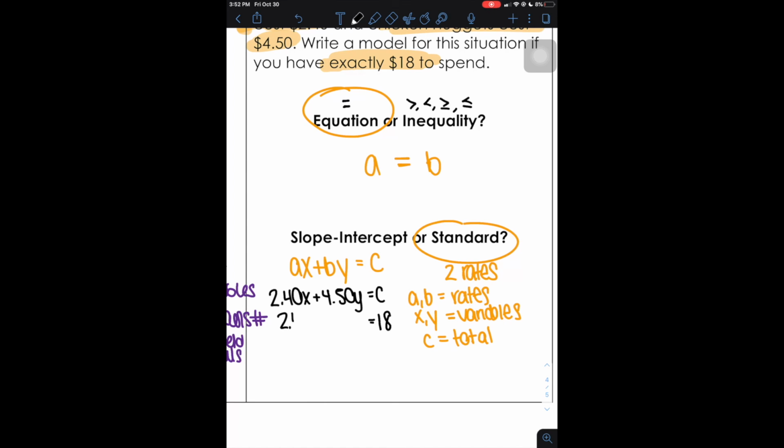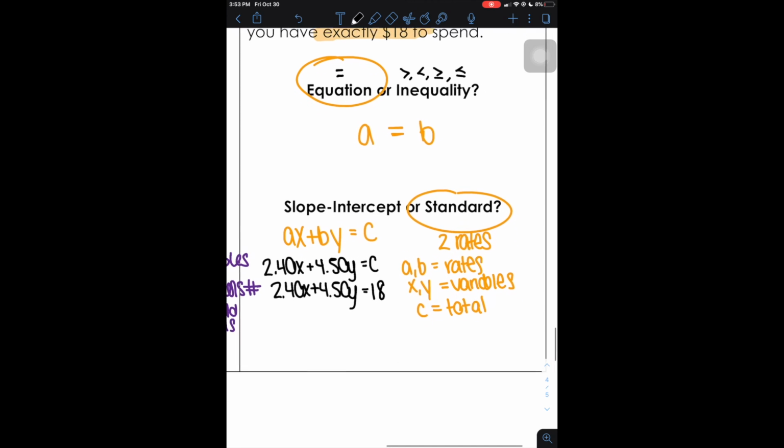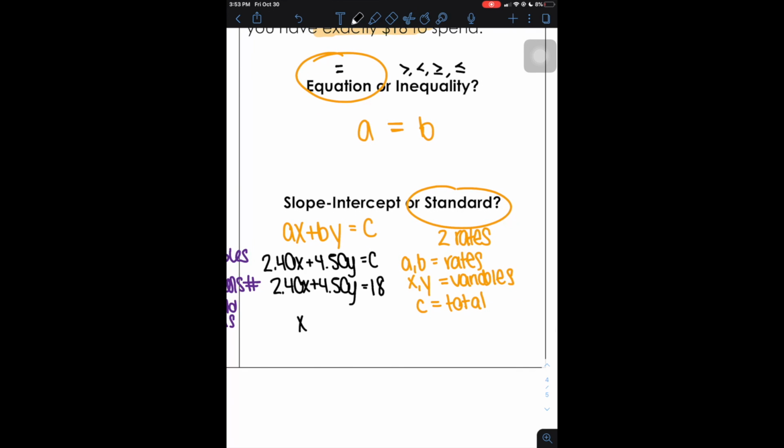So this would be $2.40 X plus $4.50 Y is equal to 18. And in the context of this problem, X is equal to a chicken sandwich because I see that it corresponds with the price of a chicken sandwich. And Y is the chicken nuggets.